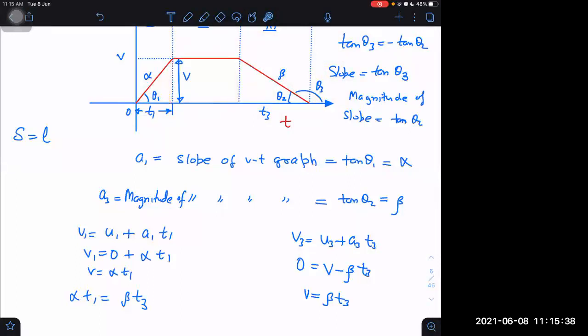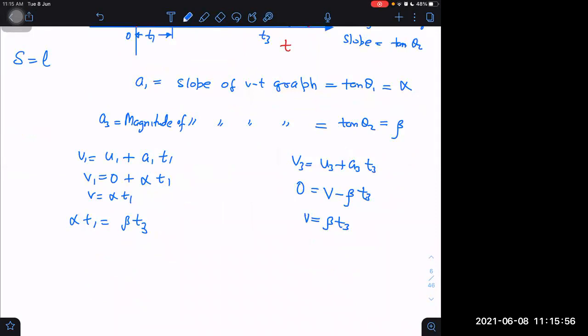It can be done all in one instant only. Alpha into T1 we can write quickly as beta into T3 at that instant only, because we know from the above experience also. Then we can write it as, finally, alpha into what is the average, what is the final velocity V?